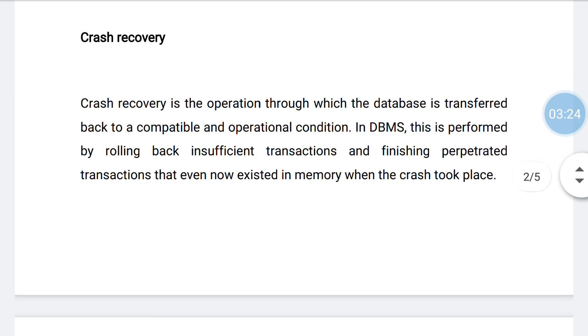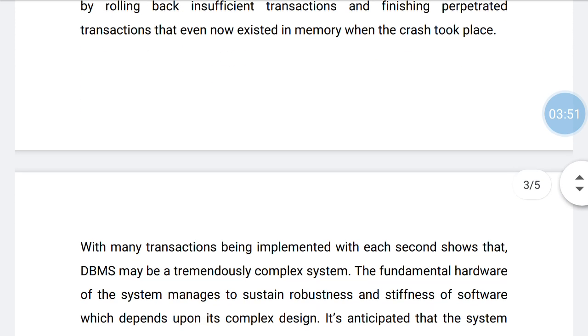Now we have the crash recovery method. Crash recovery is the operation through which the database is brought back to a consistent and operational condition. In DBMS, this is performed by rolling back incomplete transactions and finishing prepared transactions that still existed in memory when the crash took place.